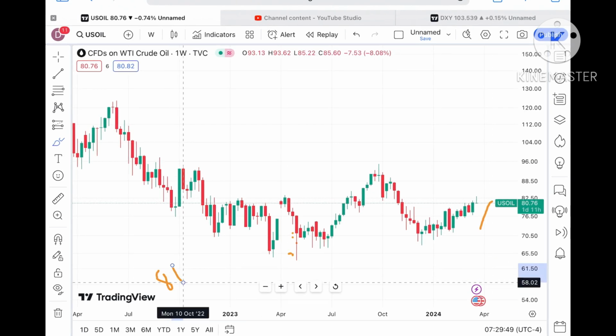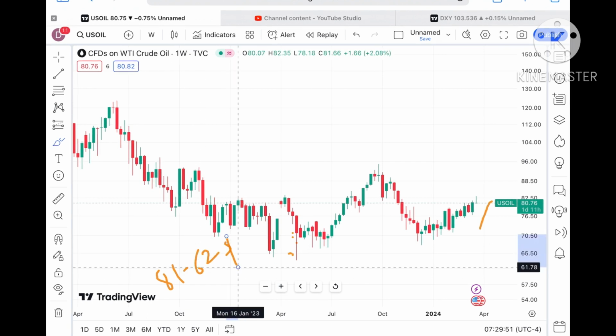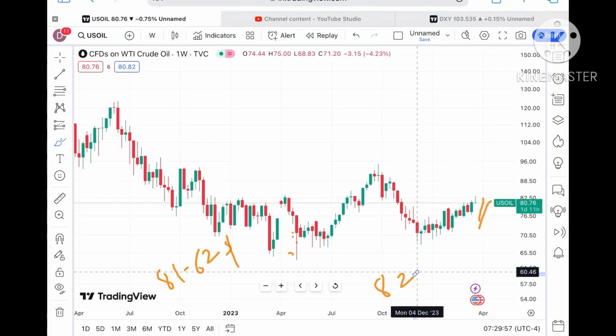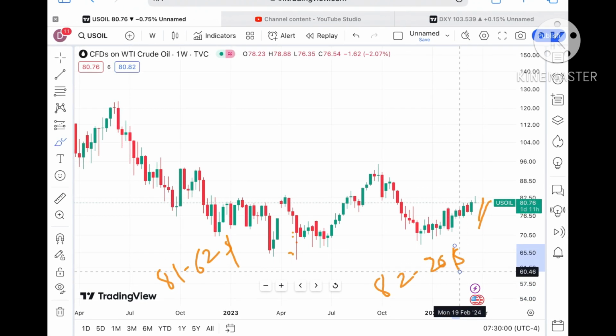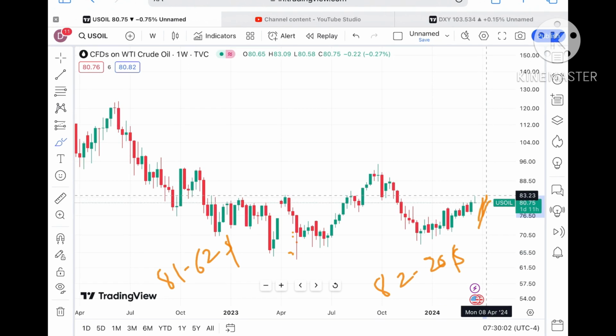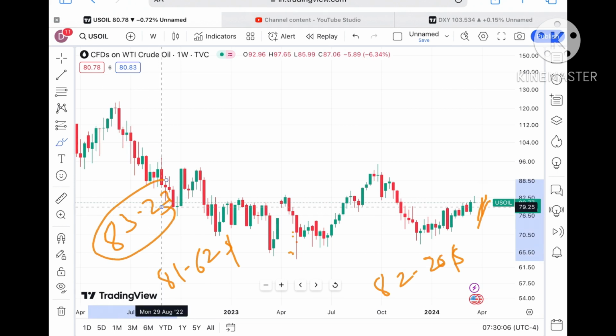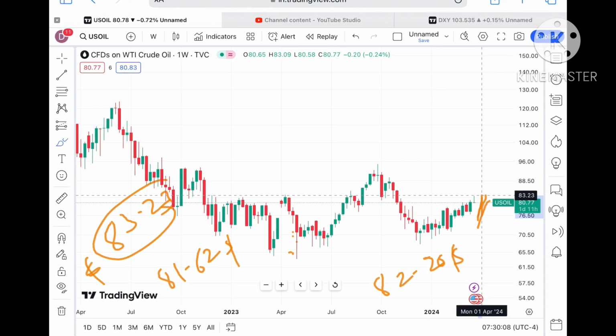Okay, suppose if the price sustains this level, chances are very high it will go towards a level of $81.62. Okay, and if the price starts going above that particular level, a further upside movement we can see towards a level of around $82.26. Okay, and once the price starts moving above a level of 82.26, a further high we can see towards a level of 83.23.